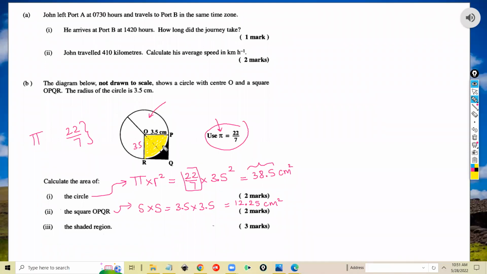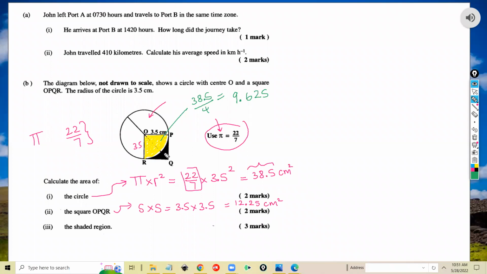So to find the area of the yellow part, guess what we have to do? We have to take the area of the full circle and divide it by 4. And that will give us the yellow part only. So 38.5 divided by 4, which is what? 9.625. I'm just going to put 25 here.